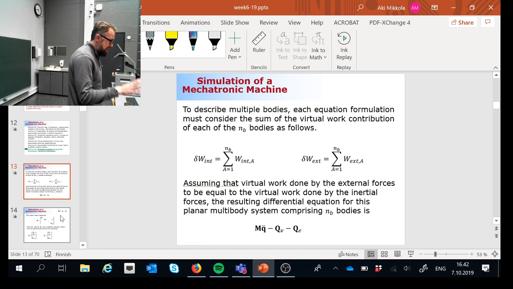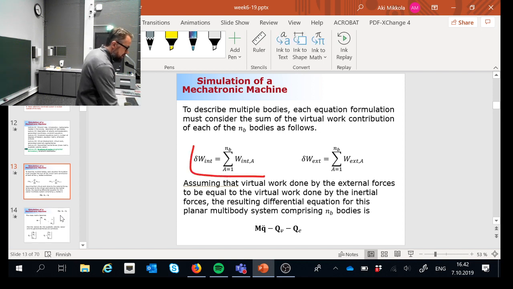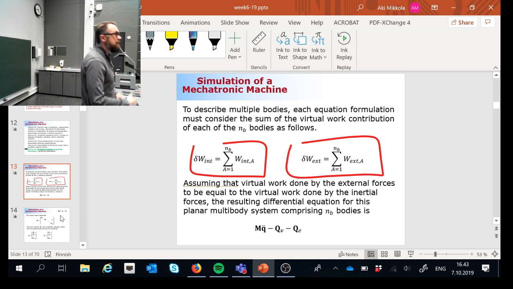Now, this is a mathematical explanation of how it goes. I'm going to sum the virtual work done by inertial forces from all the bodies, from body 1 to body NB. So there are NB bodies in my system, and mathematically you can express it as shown here. I'm going to do the same procedure for my externally applied forces, and then I can get all the virtual energy of the system, associated to externally applied forces and inertial forces.